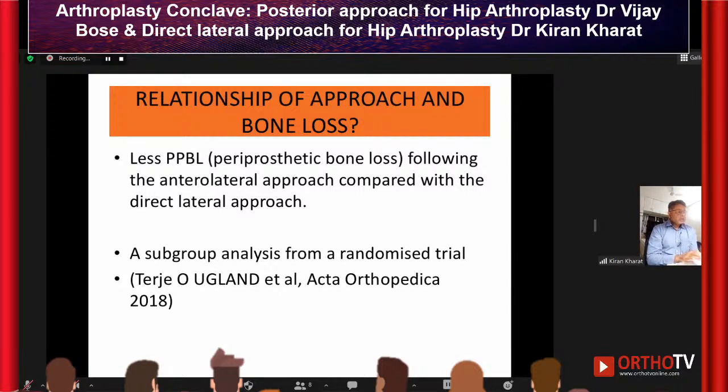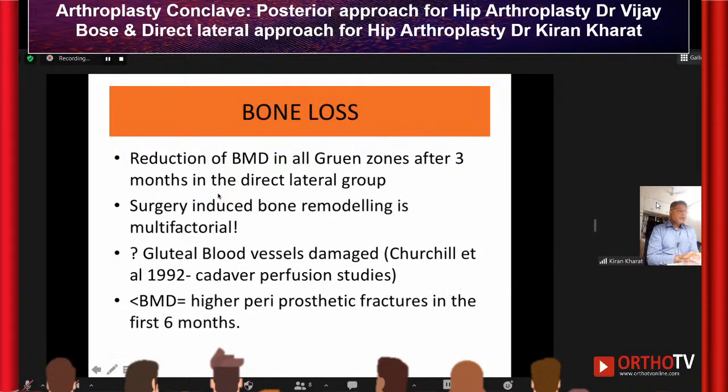Another interesting study in 2018 from Acta Orthopaedica looked at bone mineral density, and they found that periprosthetic bone loss was more in the direct lateral approach as compared to the anterolateral approach. They found that in all the Gruen zones, there was reduction in BMD after 3 months in the direct lateral group. Now, we know that there is remodeling which happens after we do a total hip replacement, and it is multifactorial. No matter which approach you use, the rasping, the design of the stem, everything influences the remodeling and the bone strength in that area.